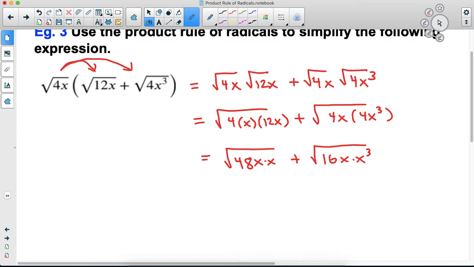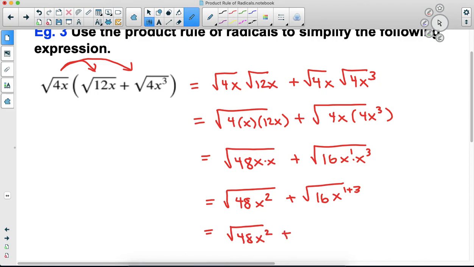Now let's go ahead and simplify this further. So we can say that this is equal to the square root of 48. Notice you have x times x, that's just x squared, plus the square root of 16. Now keep in mind that there's an implicit 1 here. Let me write it out. Since we have the product of the same base, we're going to keep the base of x and we're going to just add up the exponents. So this is x to the 1 plus 3. And again, rewriting this, it becomes the square root of 48 x squared plus the square root of 16 x to the fourth power, because 1 plus 3 gives you 4.